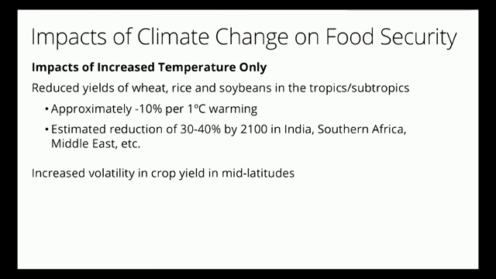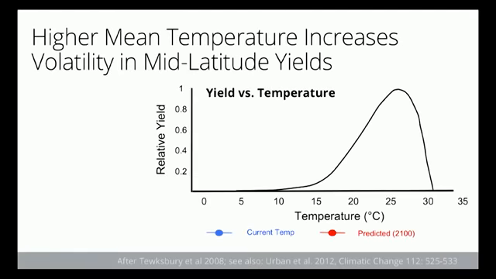Increased volatility in crop yield. So this is where, actually, I think most people still think that the US is kind of immune to this for a really long time, because we are close to that optimal temperature, right? Whereas in the tropics, you're already well past it, right? But it turns out that that's not the key.